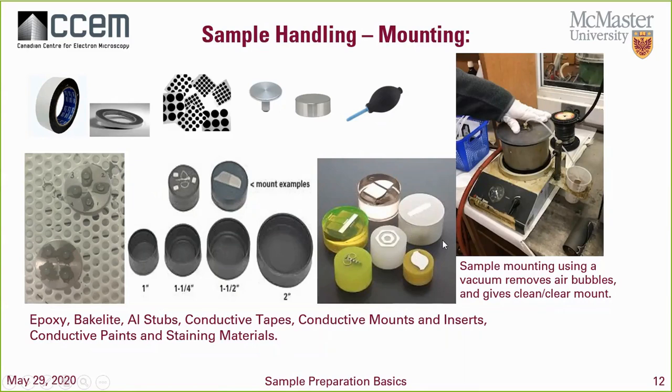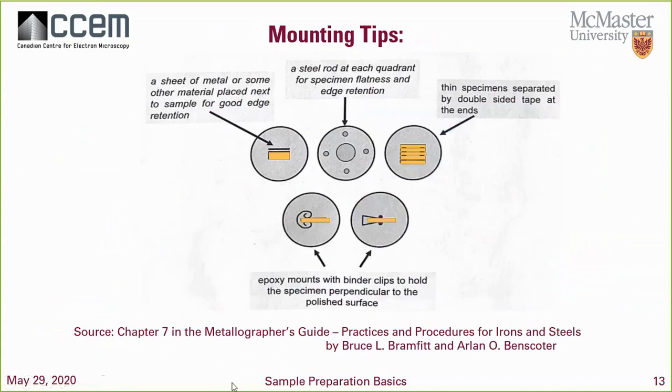Now, you always have to keep in mind the size of the mold that you want to use, and also what type of equipment you want to use for preparing the samples. You can also mount samples together. So here are some tips. You want to add a sheet of metal on the top. That would be good for some edge retention. So the sample's in orange. You can mount a lot of samples together, very thin, so you can maintain the property.